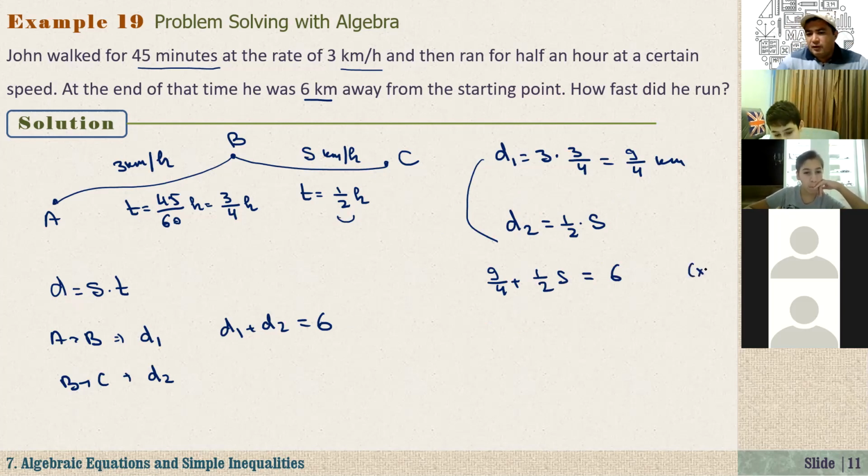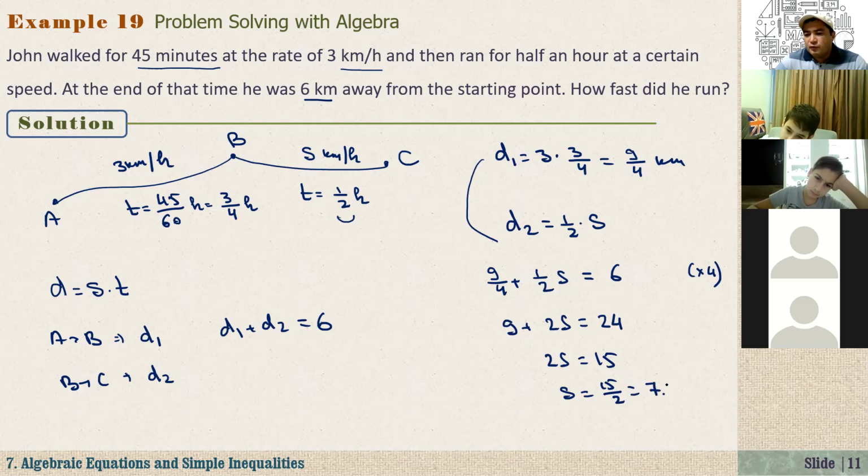Now, if you multiply both sides by 4, 4 times 9 over 4 is 9. 4 times 1 over 2 S is 2S. 4 times 6 is 24. So 2S is equal to 24 minus 9, which is 15. So S is equal to 15 over 2, which is 7.5 kilometers per hour. So actually, John ran at the speed of 7.5 kilometers per hour. That's not very fast.